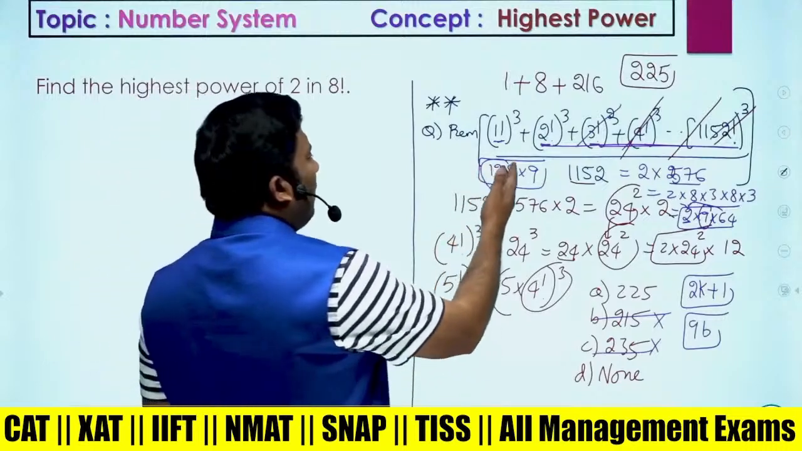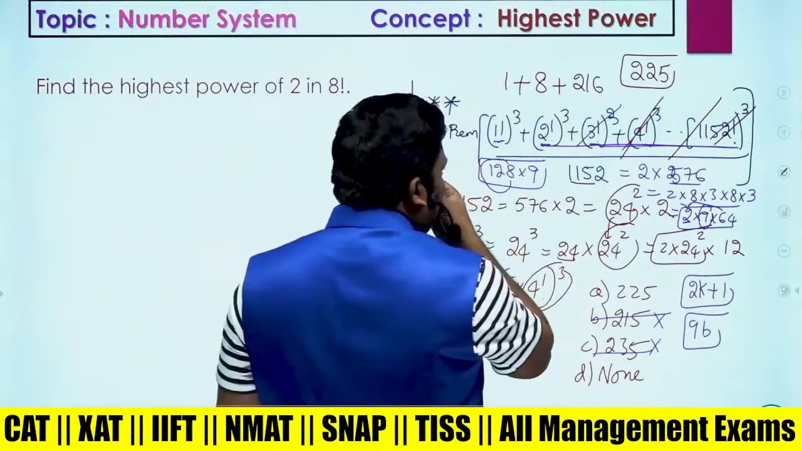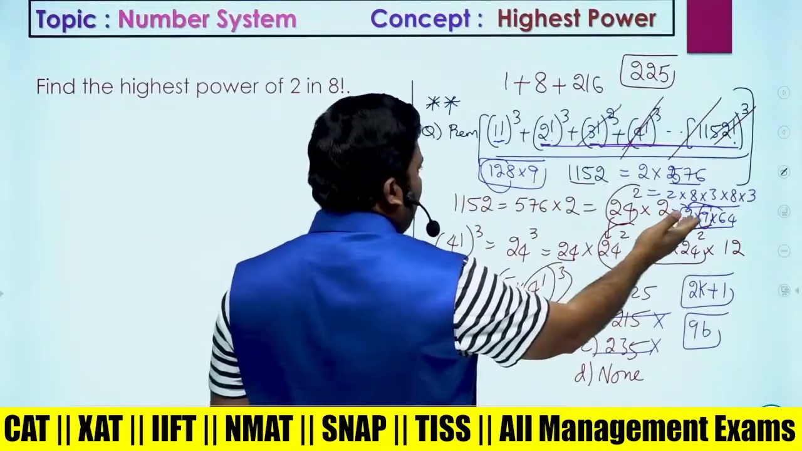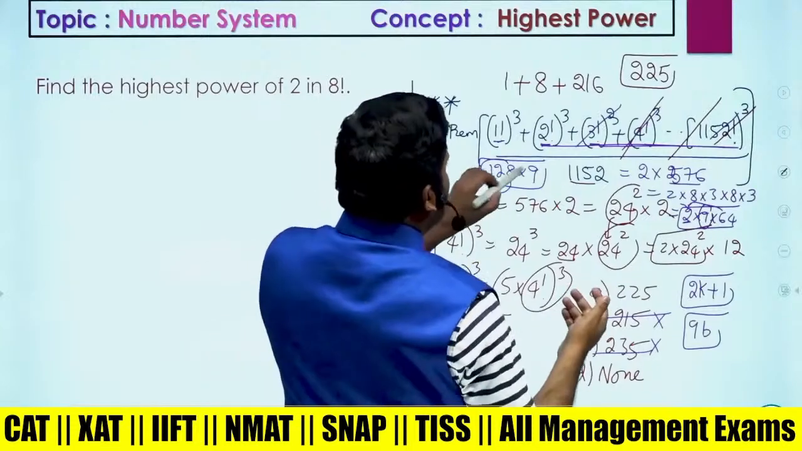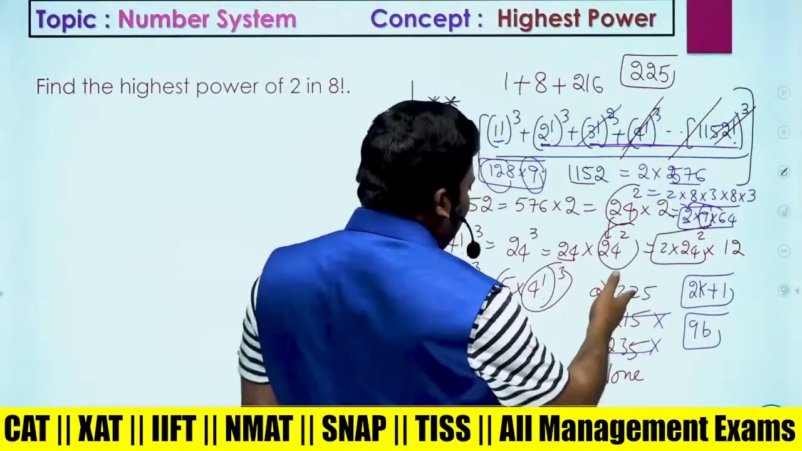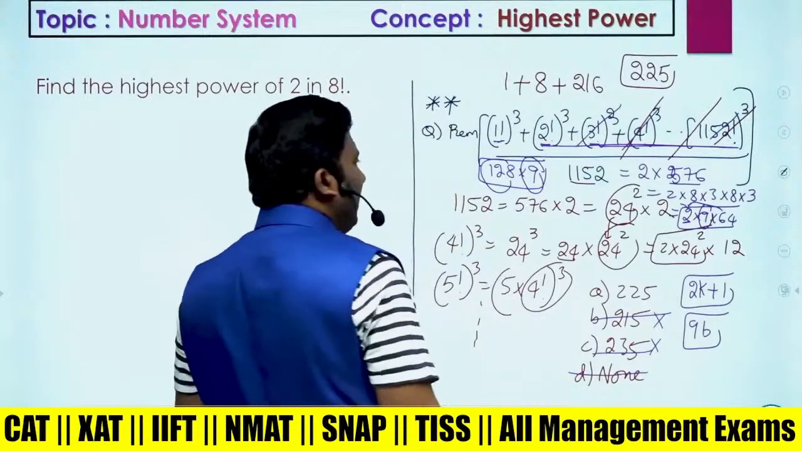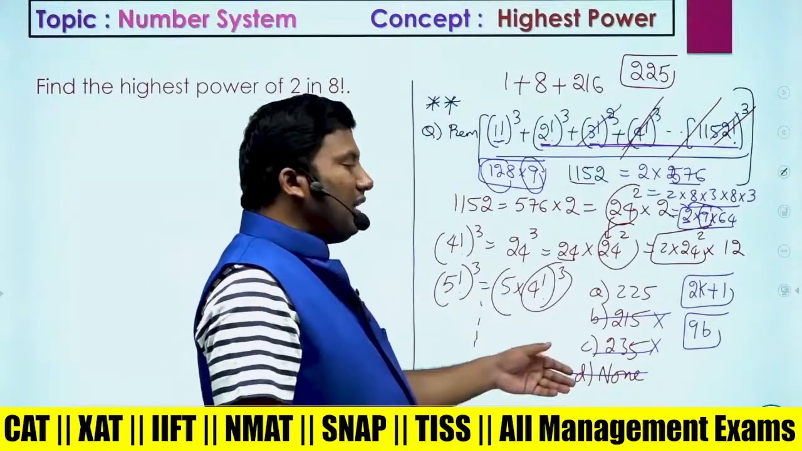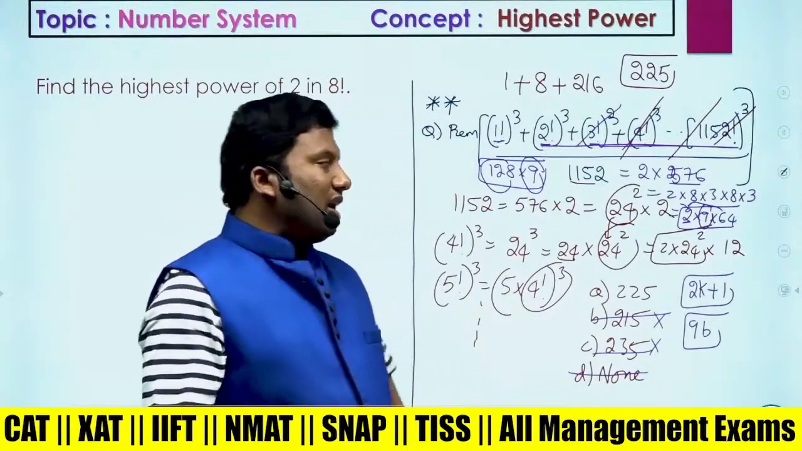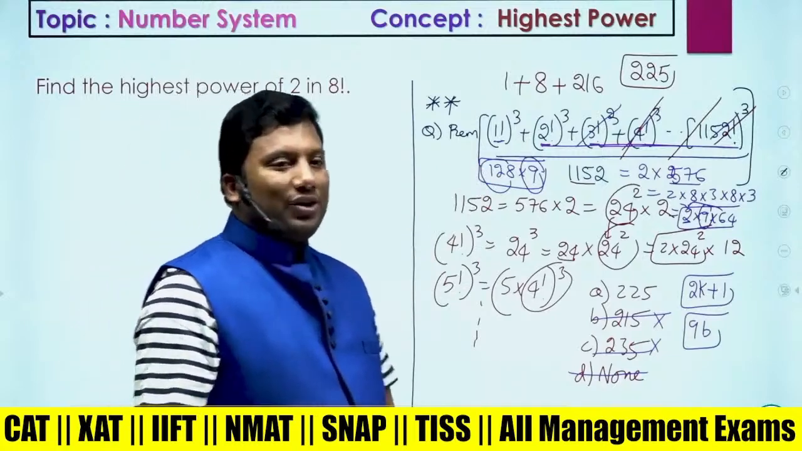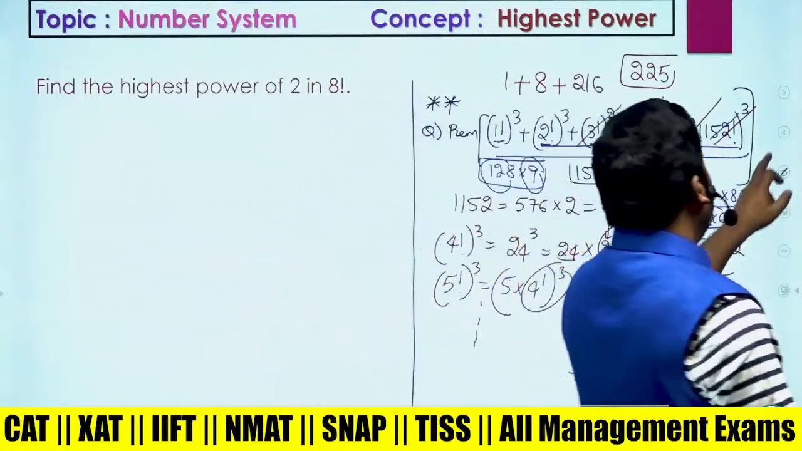You can write 128 into 9, or you can probably do it as 2 into 9 into 64. The answer should be divisible by 9. B, C and D are out. 225 is the answer. If there is another option with the digital sum 9, then you will go with 128. I hope the idea is clear.